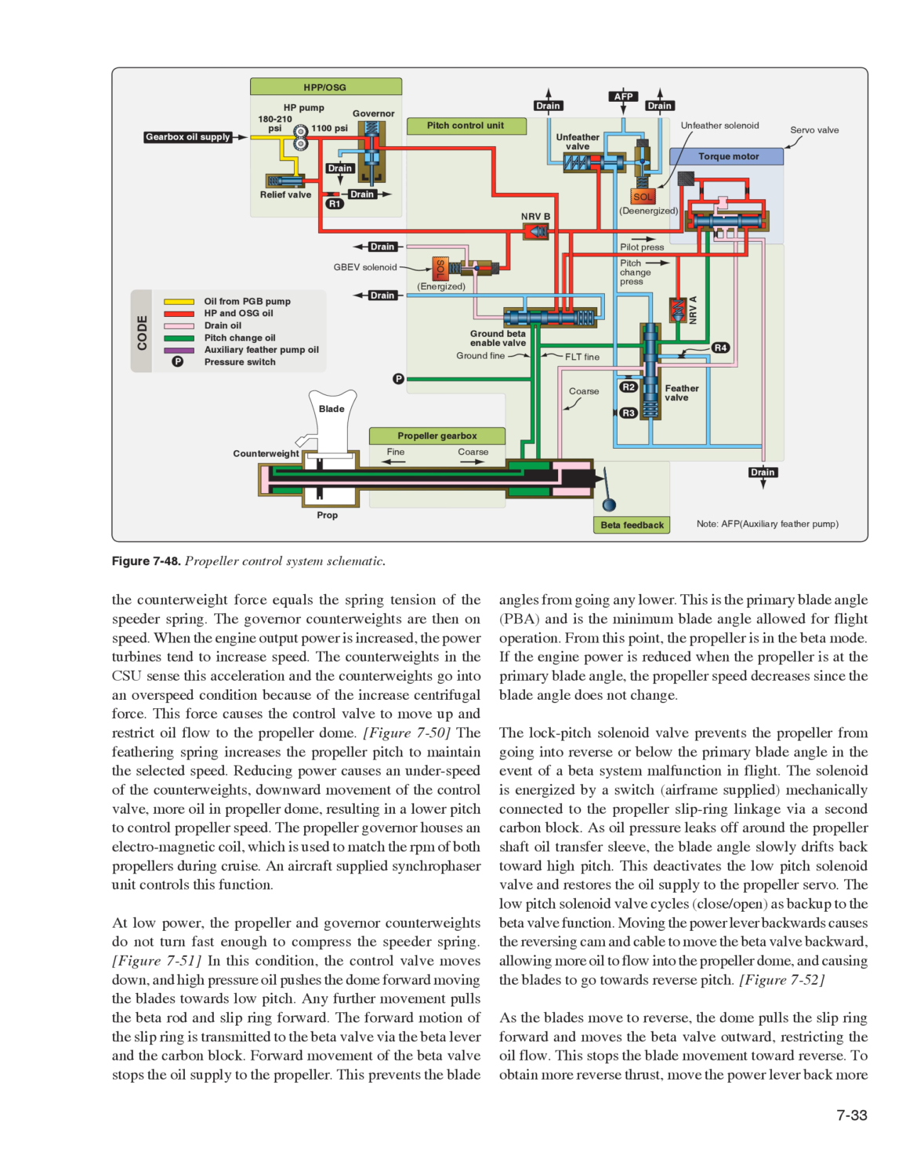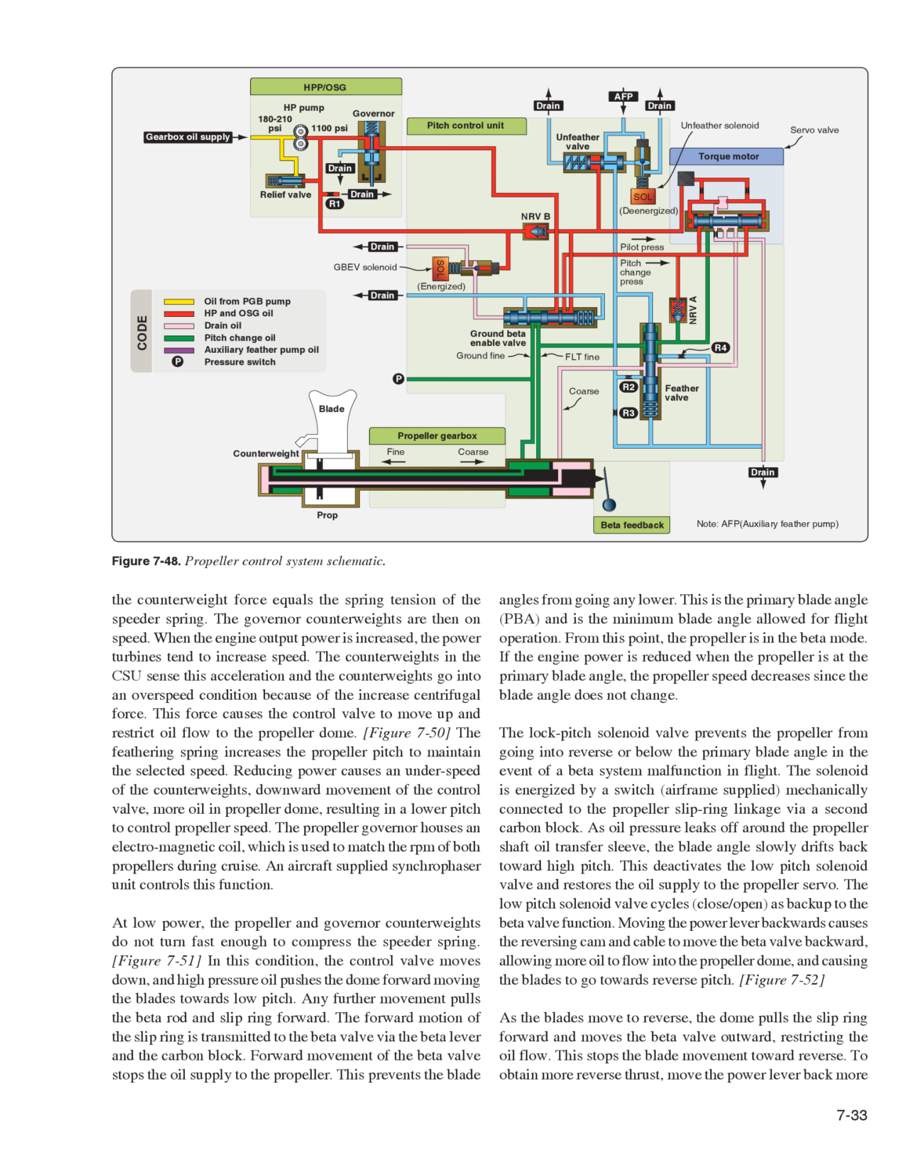The propeller governor houses an electromagnetic coil, which is used to match the RPM of both propellers during cruise. An aircraft-supplied synchrophaser unit controls this function. At low power, the propeller and governor counterweights do not turn fast enough to compress the speeder spring. Figure 751, in this condition, the control valve moves down, and high-pressure oil pushes the dome forward, moving the blades towards low pitch. Any further movement pulls the beta rod and slip ring forward.